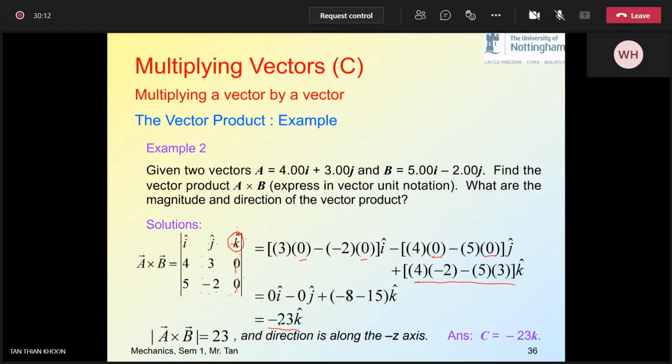You understand? Mr. Tan? Yeah, can you solve it using the other way? The other way? Which one? The one you showed earlier. Oh, you mean the latest one? Yes, please.